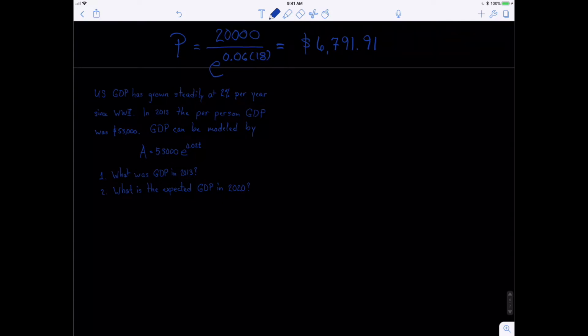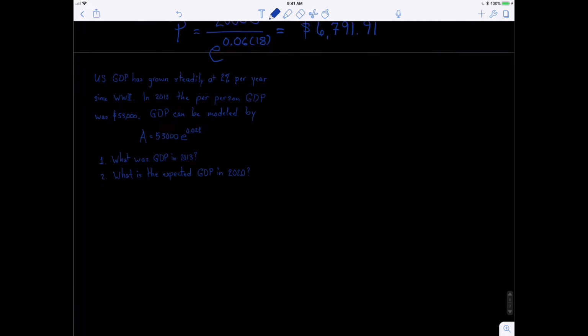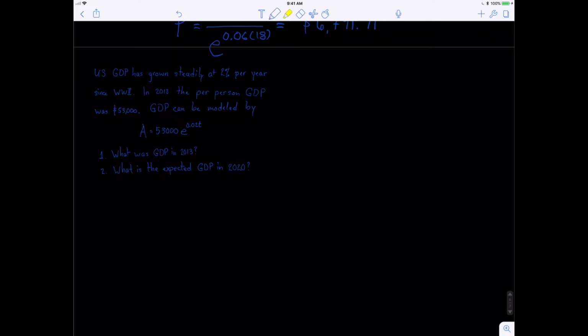Well, here's what we do. It says, what is the GDP in 2013? Well, notice that it's kind of given to us in the problem. In 2013, it was $53,000. Well, how would we get the 53,000 out? What number one is really trying to show us is that 2013 is the base year for this model.